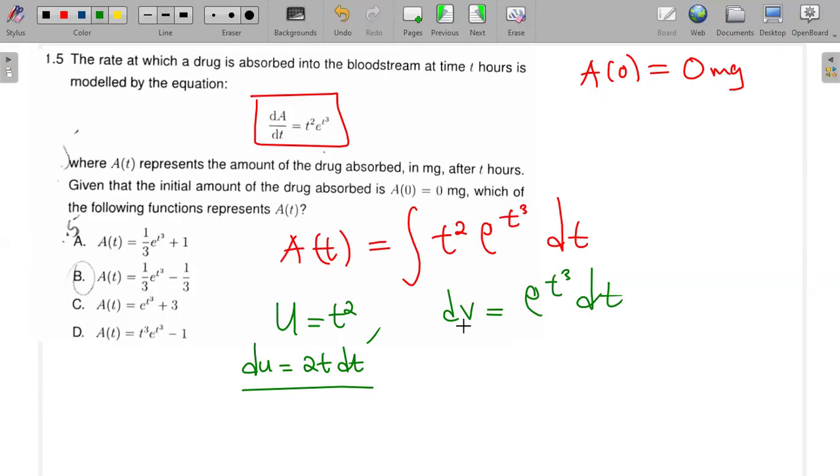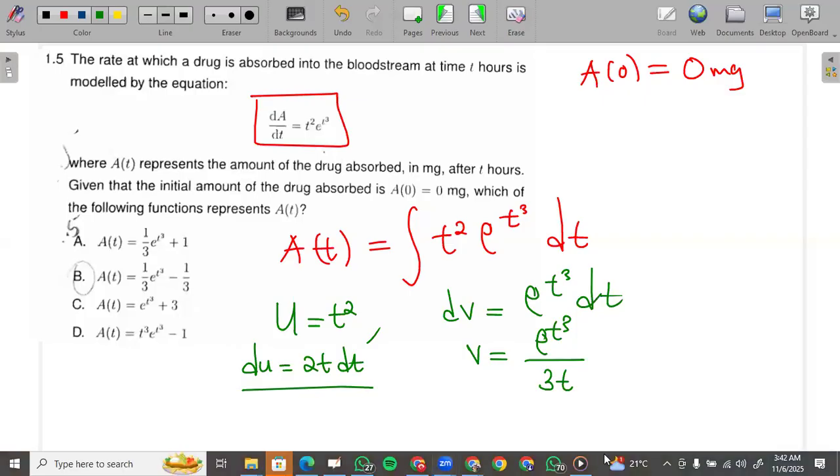Here I'm integrating both sides. If I integrate this side, I get v. If I integrate this side, what am I going to get? I'm going to differentiate the power first, and then divide the same function by the derivative of this power here. So it would be 3t squared.